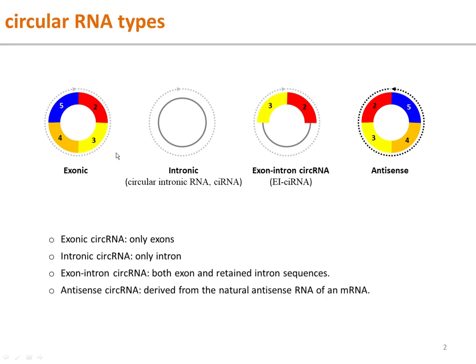Based on the sequence characteristics, circular RNAs can be classified into exonic, which contains only exon sequences; intronic, which contains only intron sequences; exon-intron circular RNA, which contains both exon and intron sequences; and antisense, whose strand direction is opposite to the base mRNA transcript.